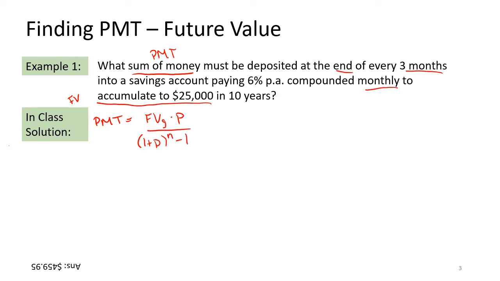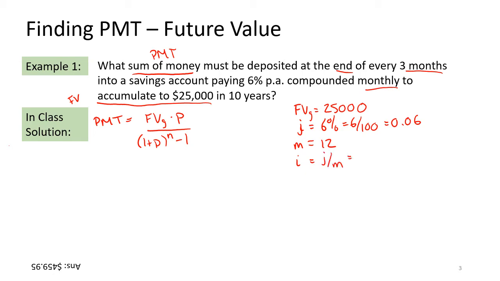A couple items: we know the future value is given in the question as 25,000. We know the nominal interest rate is 6%, which is 6 divided by 100, removing the percentage sign, or 0.06. Our number of interest compounding periods, M, is 12 because interest is compounded monthly. So our periodic interest rate, I, is equal to J divided by M, or 0.06 divided by 12, which gives you 0.005. Our next item that we need to know is C.